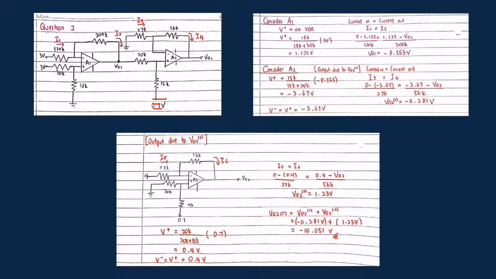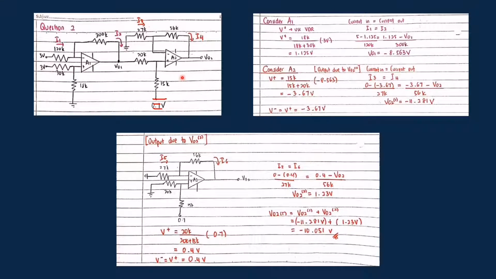So first of all, I find the V plus here, by using the VDR at here, because this is the grounded resistor. So 15k over 50k plus 30k times negative 8.563, which is the value of V01, because the V in is using V01. So I get a value of V plus is negative 3.67 volt.